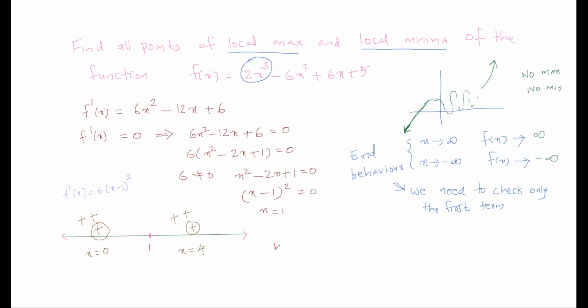So here you can conclude that x is equal to 1 is neither a local maximum nor a local minimum. The sign didn't change. So that means it is not a local maximum, and not a local minimum. It is neither a local maximum nor a local minimum. That means this function does not have a local maximum point or local minimum point.